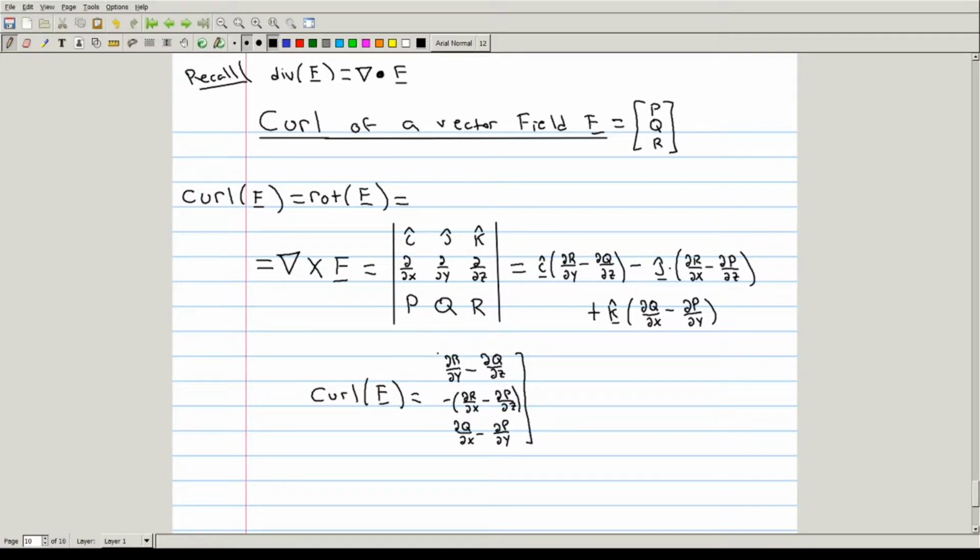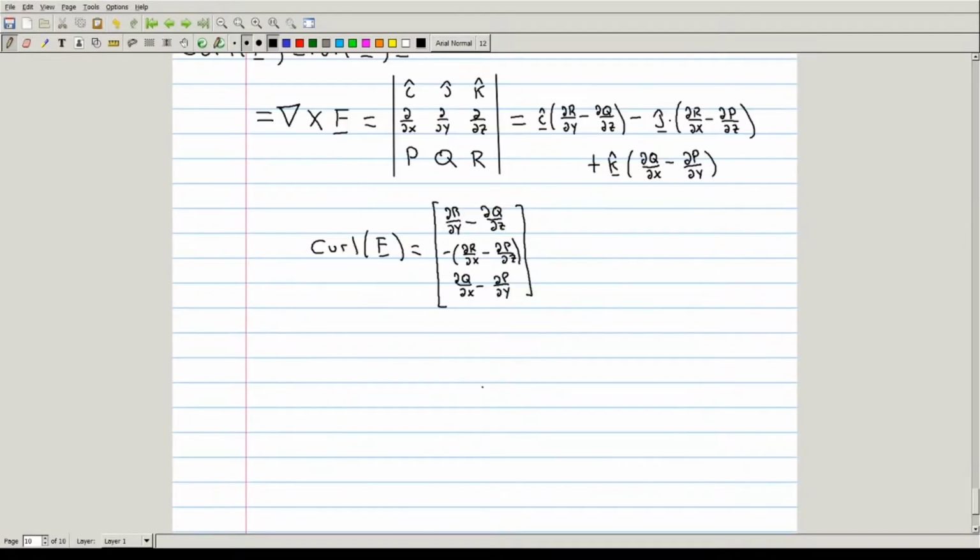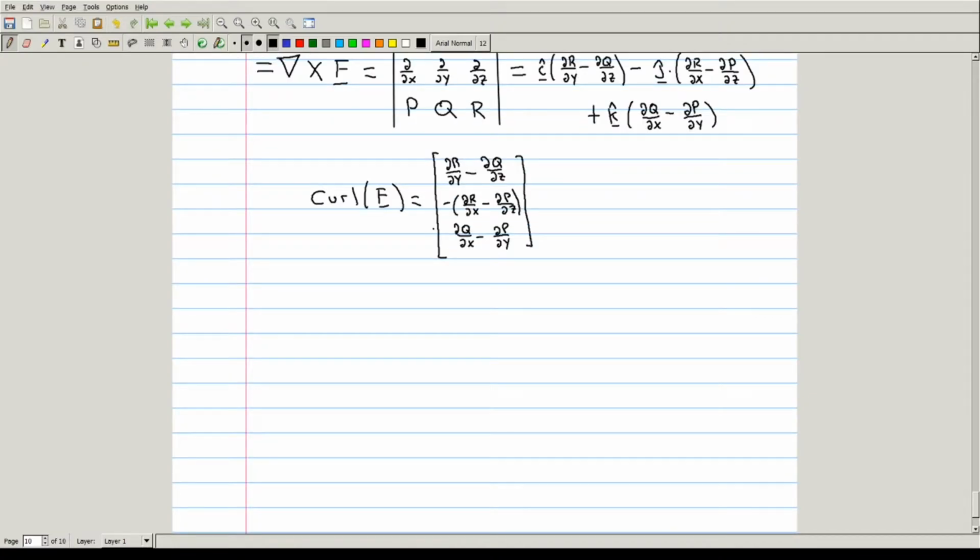So just like we said before, the curl of a vector field gives us a new vector field, because we have three components, and each one of these is going to be a function of x, y, and z in general. Not only that, but this is giving us a measurement of something very specific for each one of these coordinates. So let's dissect this. The first component of the curl of f.